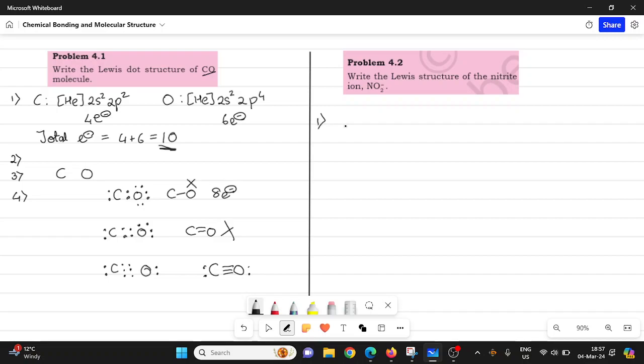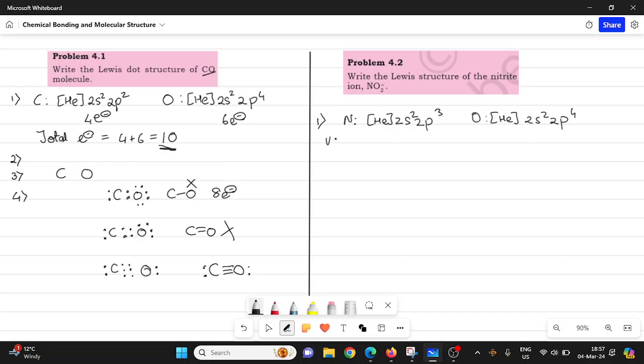Okay, now nitrogen's outermost configuration is going to be helium 2s2 2p3, and oxygen is helium 2s2 2p4. Right. So we know this about carbon, nitrogen, and oxygen.